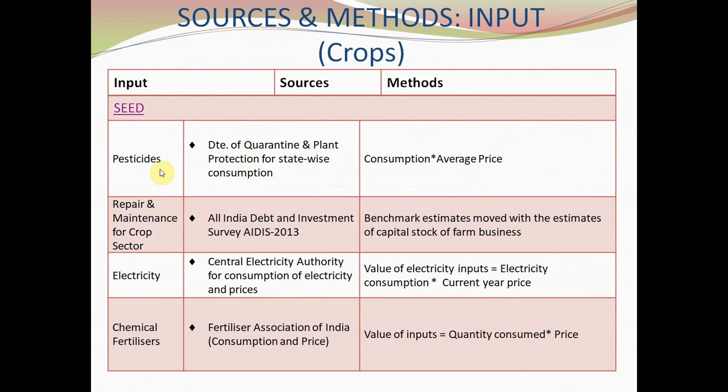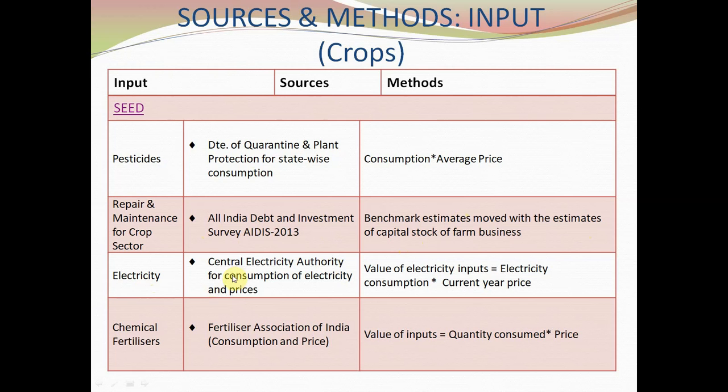For pesticides, the Directorate of Quarantine and Plant Protection is providing state-wise consumption data, and value is calculated by consumption into average price. For repair and maintenance for the crop sector, the All India Debt and Investment Survey, AIDIS 2013, is used, and benchmark estimates are moved with the estimates of capital stock of farm business.